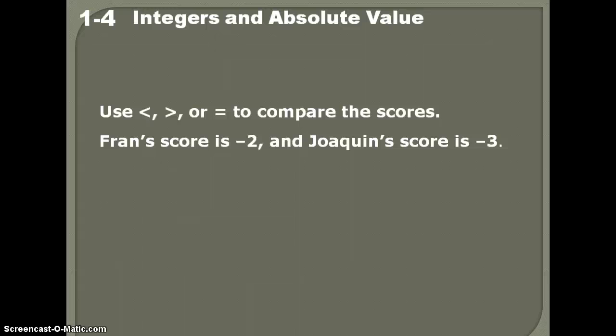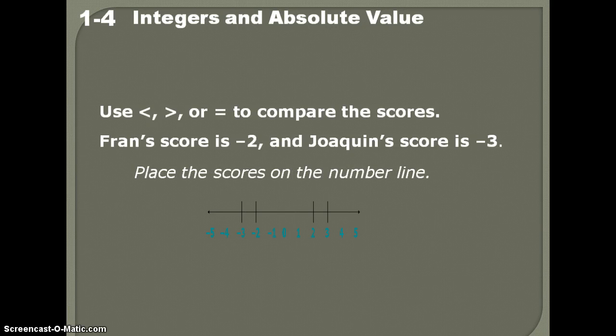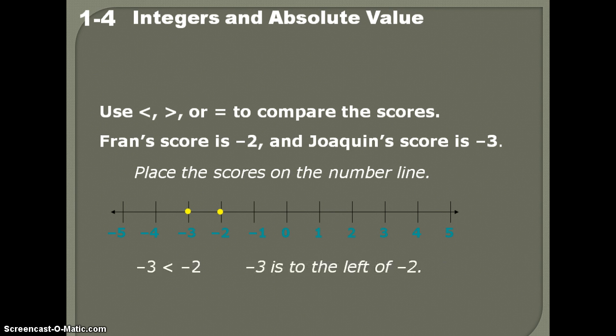Use less than, greater than, or equal to compare the scores. Fran's score is -2, and Joaquin's score is -3. So if we put these numbers on a number line, we can see that -3 is further to the left than -2, which means that -3 is less than -2.